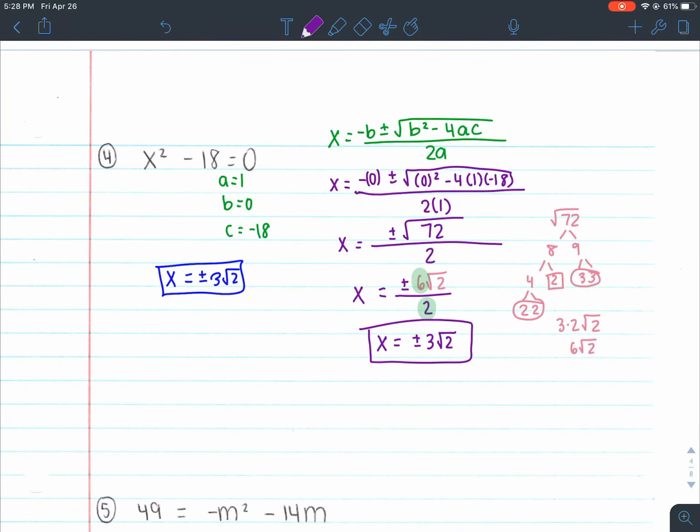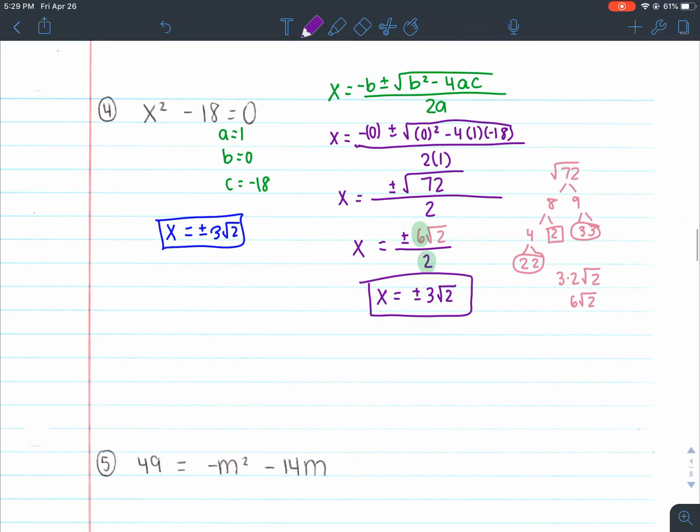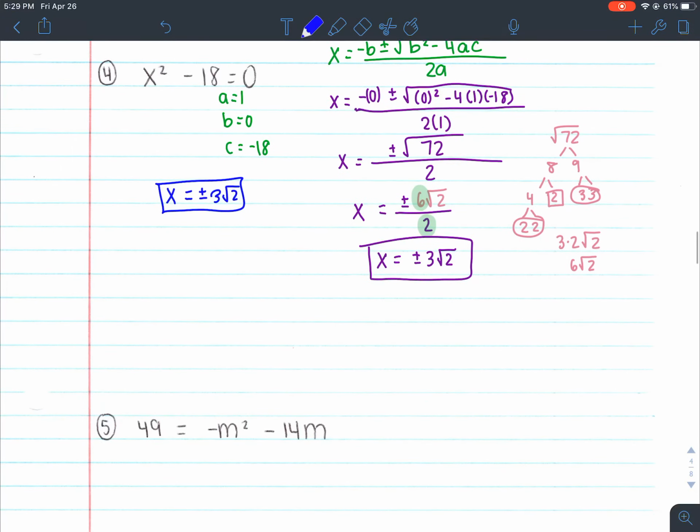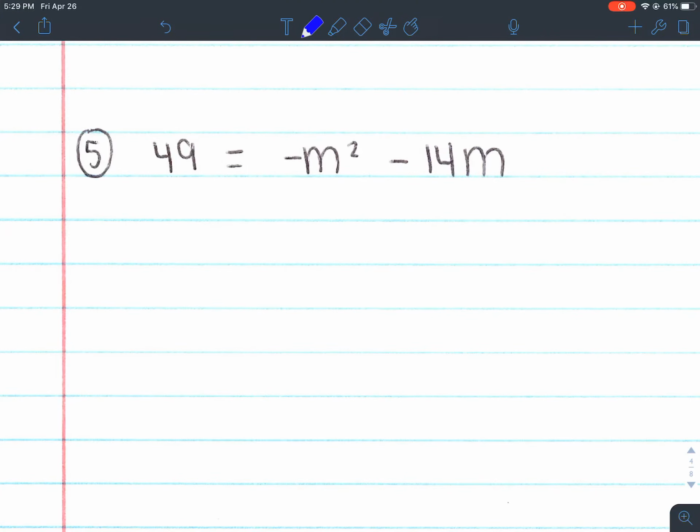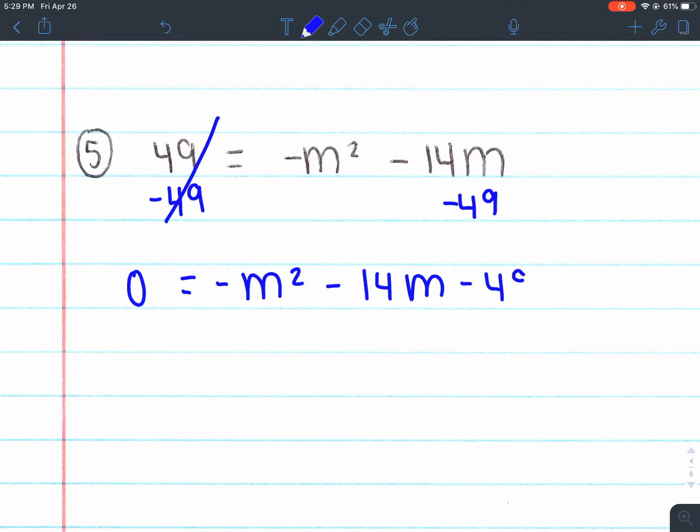See, we got the same thing from what we did earlier. But again, different methods, but this one will always work for any problem. That's the nice thing. Okay. Number 5. First step, want it to equal 0. So I'm going to subtract 49 on both sides. So I have 0 equals negative m squared minus 14m minus 49.